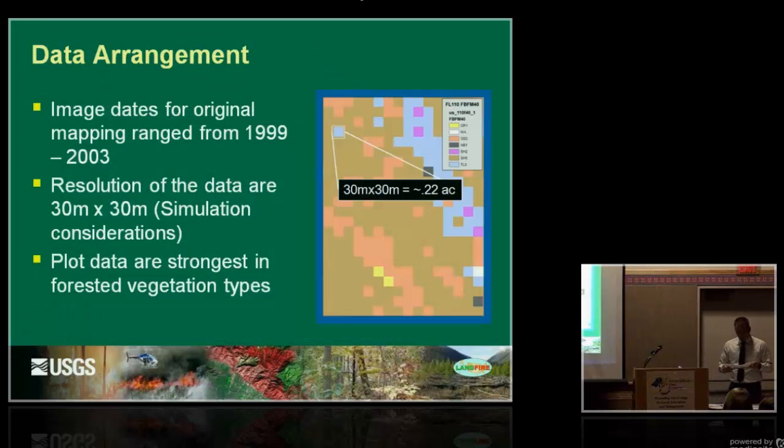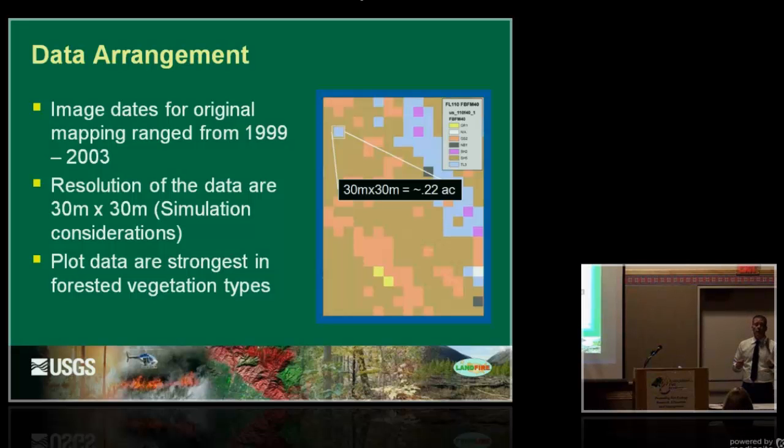And a little bit on data arrangement. So initially, all the data images are from 99 to 2003. So that's kind of the reason for these updates, is to grow the data and add in disturbances. Resolution of the data is 30 by 30 meter pixels. And so that can cause some simulation problems. If you are simulating large areas, it can really draw down the processors, things like that.